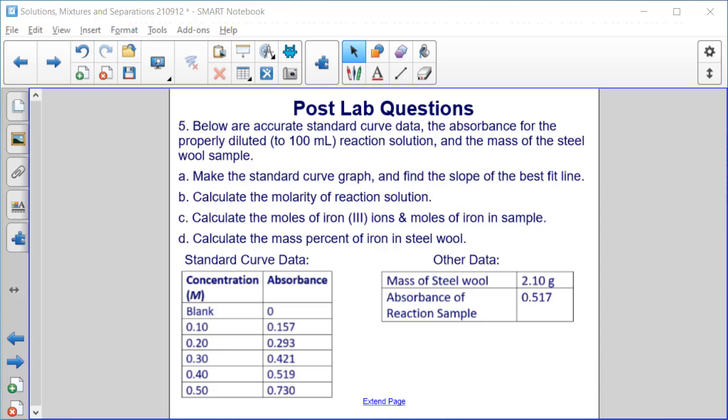Post-lab question number 5. Below are accurate standard curve data, the absorbance for the properly diluted to 100 milliliter reaction solution, and the mass of the steel wool sample. So, make a standard curve graph and find the slope of the best fit line. Calculate the molarity of the reaction solution. Calculate the moles of iron 3 ions and moles of iron in the sample. And finally, calculate the mass percent of iron in steel wool. So this is some sample data. This is our standard curve data, the mass of the steel wool, and the absorbance of our unknown reaction sample. Let's go through each part together.